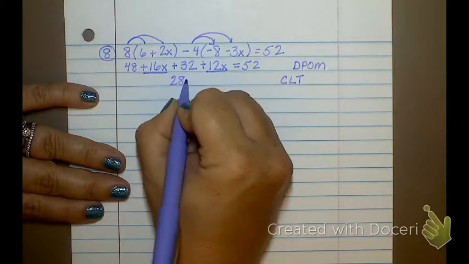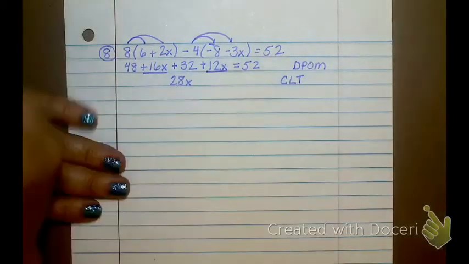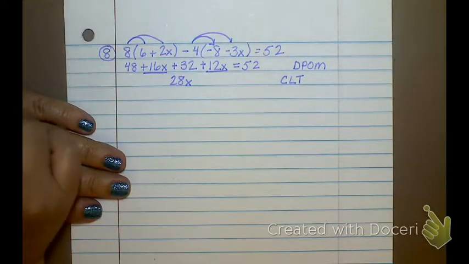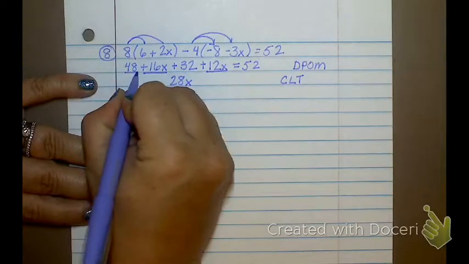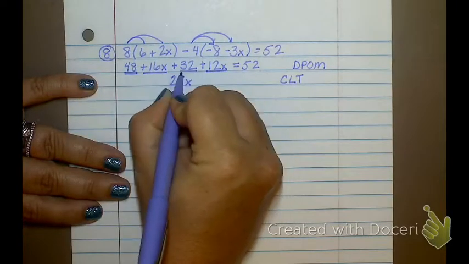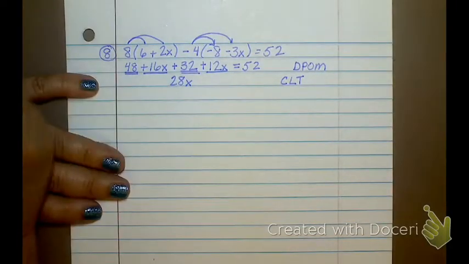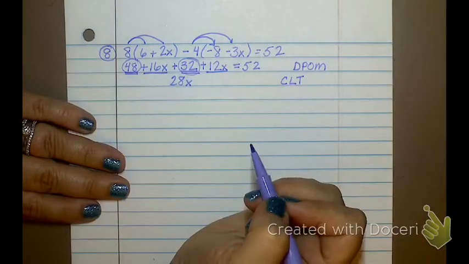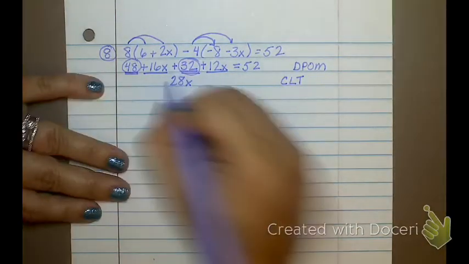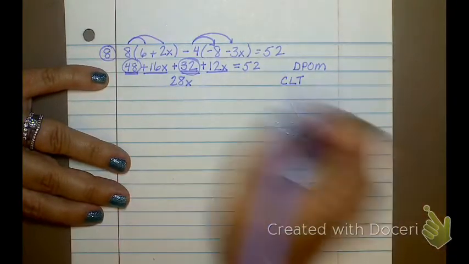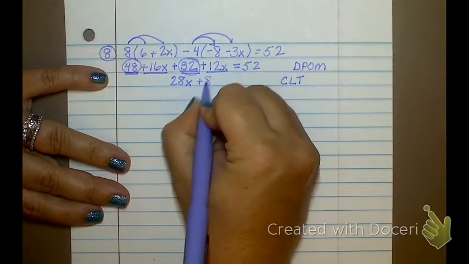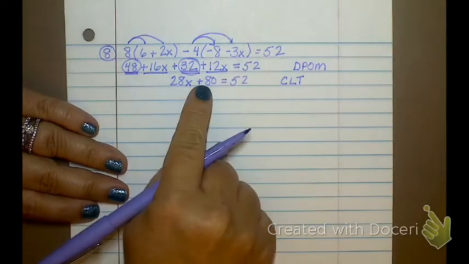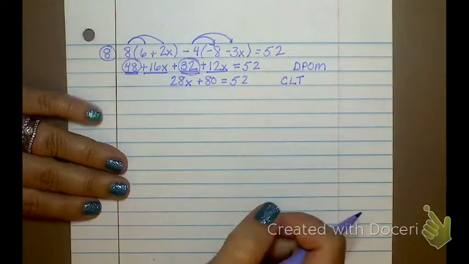28 what? Okay. I have another set of like terms on this side, don't I? Don't I have 48 and 32? So what is 48 plus 32? 80? Positive 80 or negative 80? So I'm going to put plus 80 because it's a positive 80 equals 52. And it doesn't matter if I put the plus 80 there or on this side either.